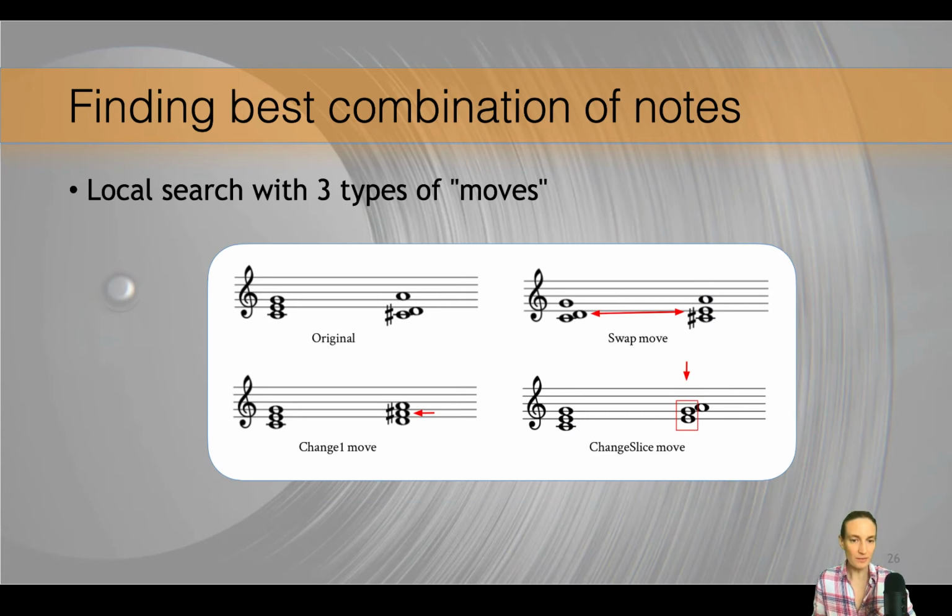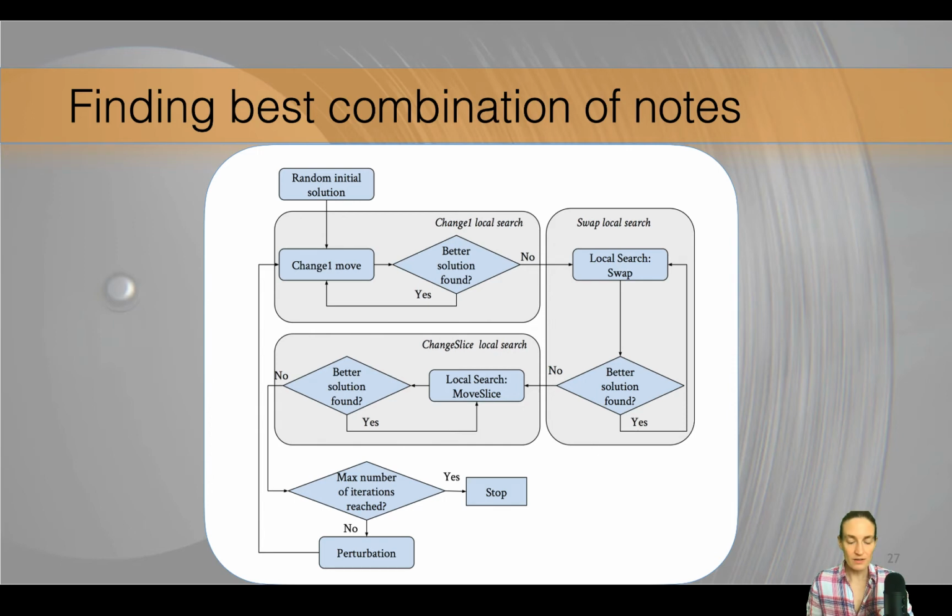And the moves we take, starting from this random piece, are: we're going to swap two notes, change the pitch of one note, or change the pitch of multiple notes being played at the same time. Okay, that's it. If you want to look at it very methodologically, we start from a random solution, we perform the moves until no better solution is found, we switch to other moves, swap move, slice move, and we might perform some perturbation like shaking the solution a bit. If we get stuck, then we're going to randomly change a few notes so that we are able to move again in the right direction on this plane.